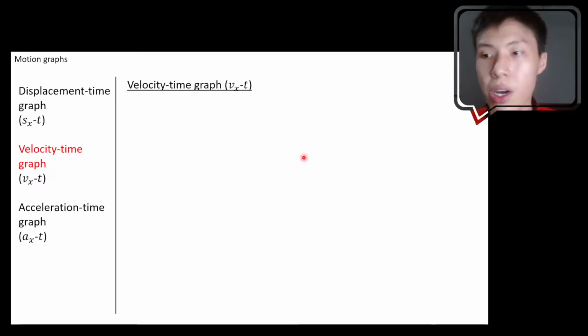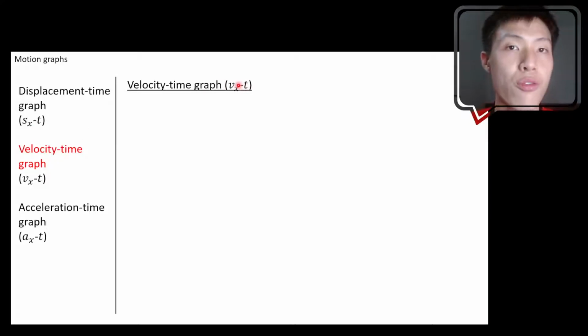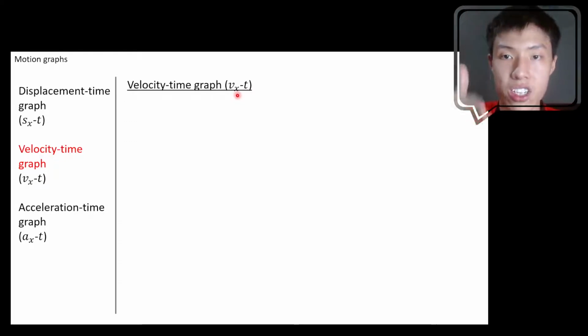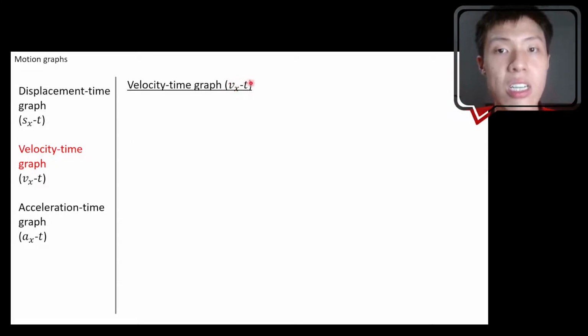In this video, we are going to discuss the velocity time graph. For a velocity time graph, we'll be plotting on the y-axis the x component of velocity or the y component of velocity, depending on whether you are moving in the x direction or the y direction. So that's for the y-axis. For the x-axis, you'll be plotting time, so this will be the time axis.